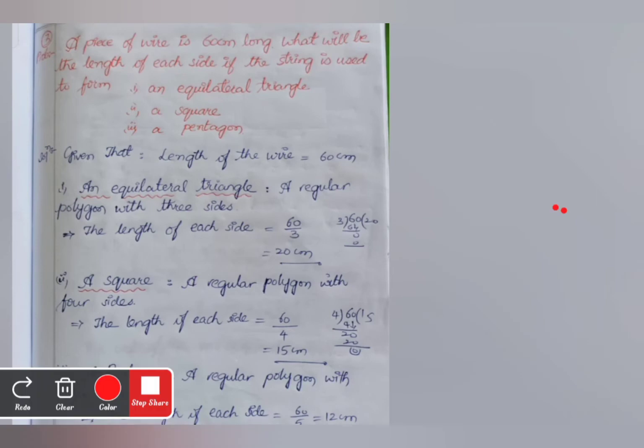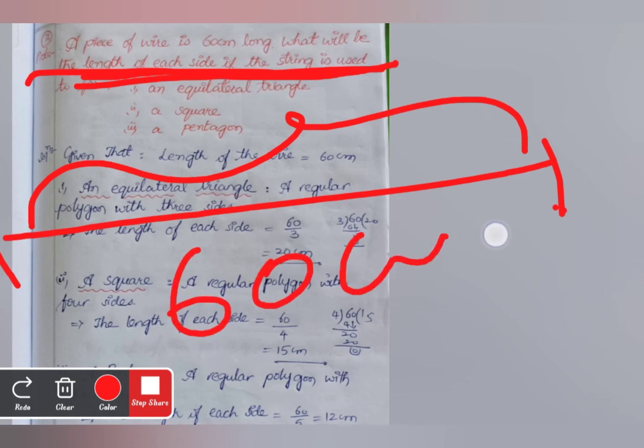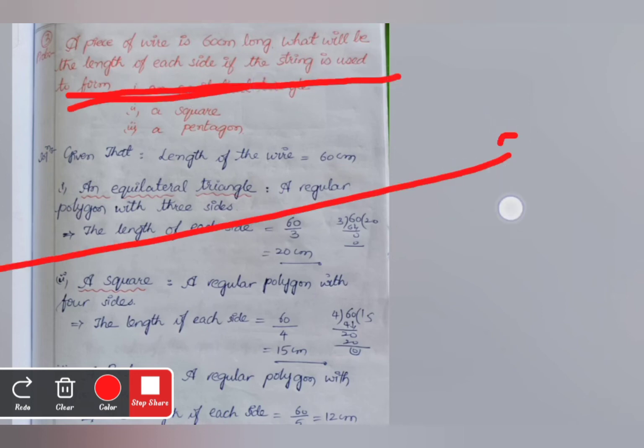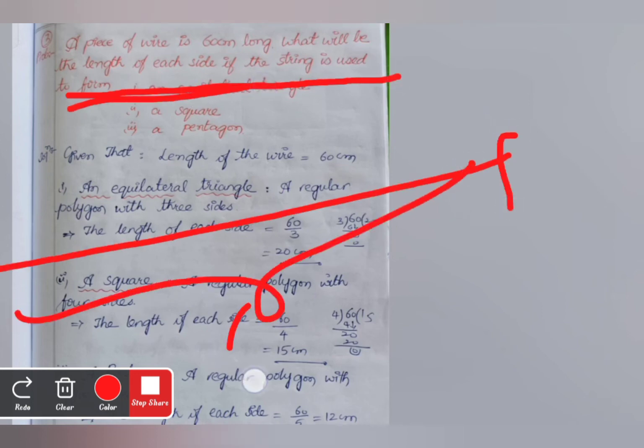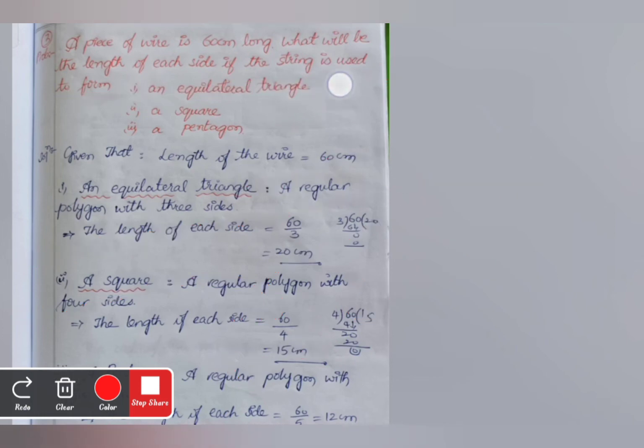Next problem. A piece of wire is 60 centimeter long. So there is a wire whose length is 60 centimeter. What will be the length of each side if the string is used to form a square, a pentagon, and an equilateral triangle?